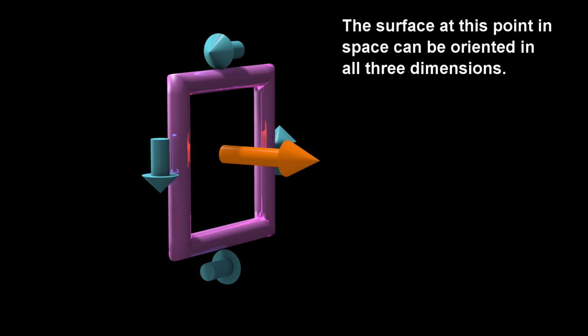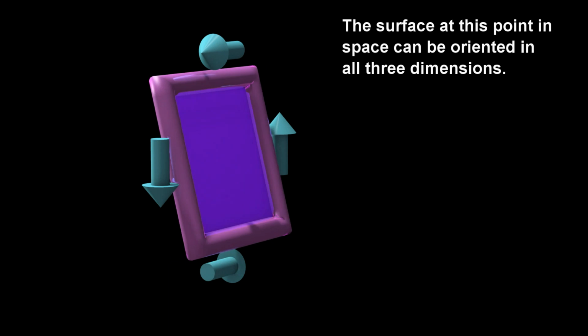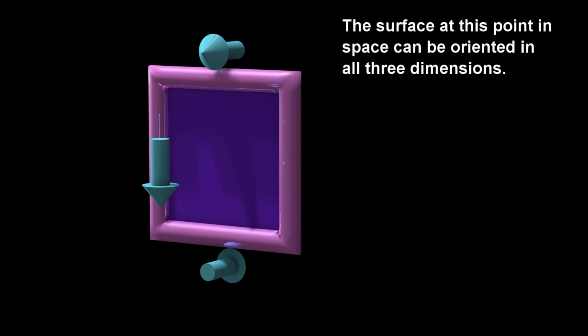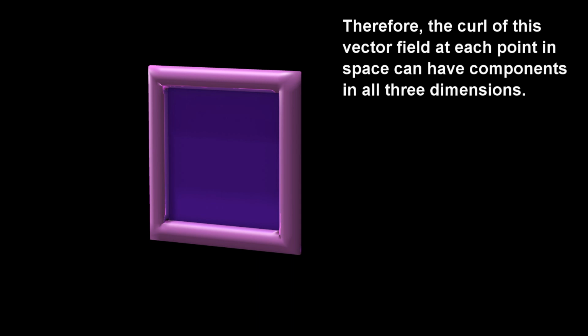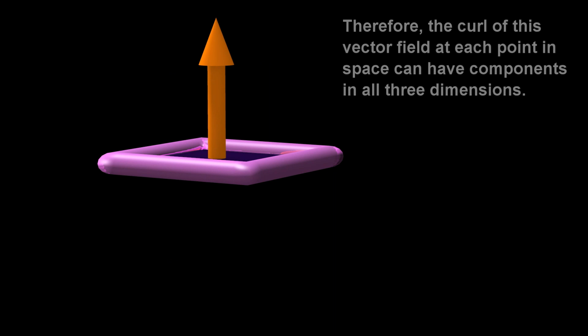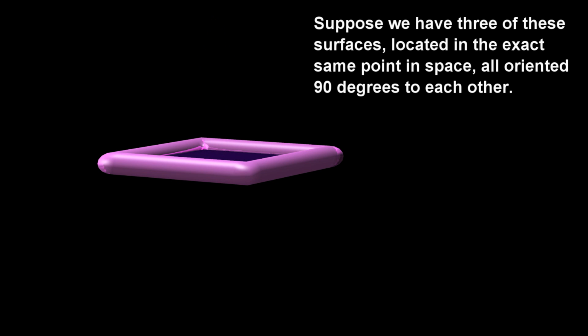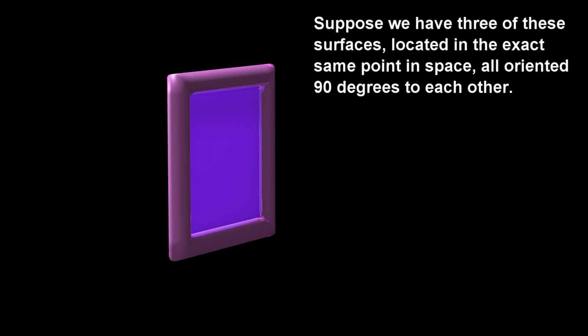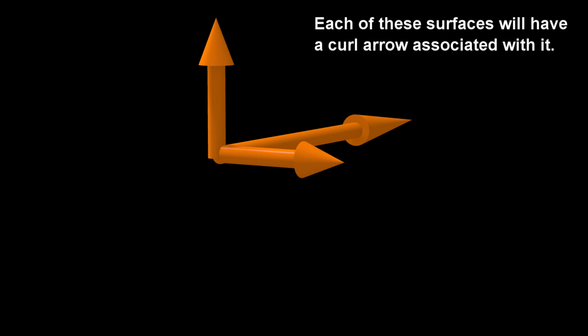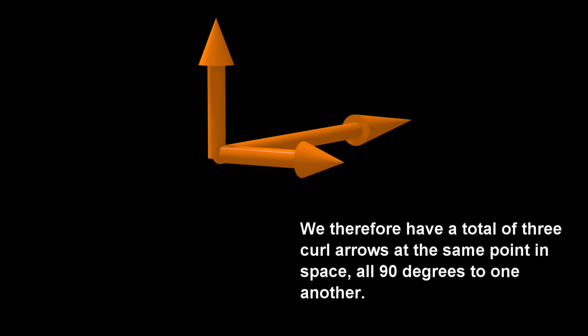The surface at this point in space can be oriented in all three dimensions. Therefore, the curl of this vector field at each point in space can have components in all three dimensions. Suppose we have three of these surfaces, located in the exact same point in space, all oriented 90 degrees to each other. Each of these surfaces will have a curl arrow associated with it. We therefore have a total of 3 curl arrows at the same point in space, all 90 degrees to one another.